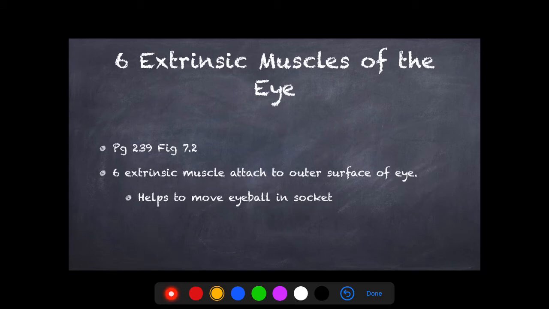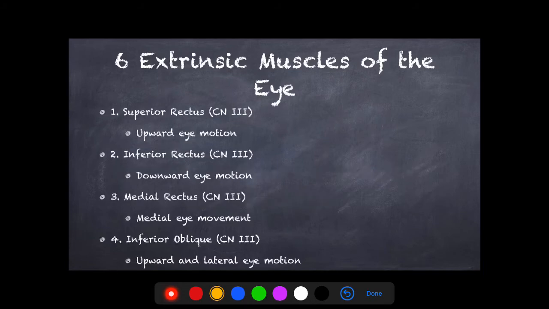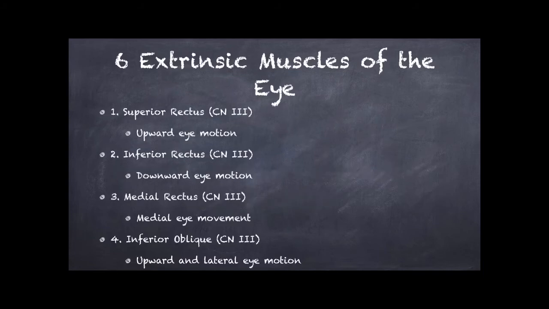So your eye has 6 extrinsic muscles. You can see these in a really clear image on page 239, figure 7.2, sorry. Basically these extrinsic muscles are attached to the outer surface of the eye, and these are what are going to help the eyeball actually move in your socket. So we're going to look at these muscles.